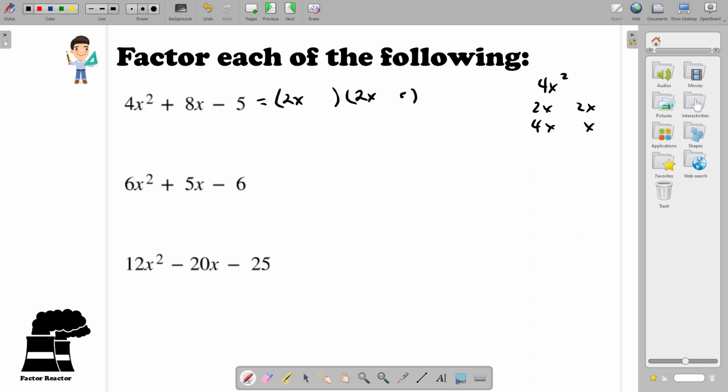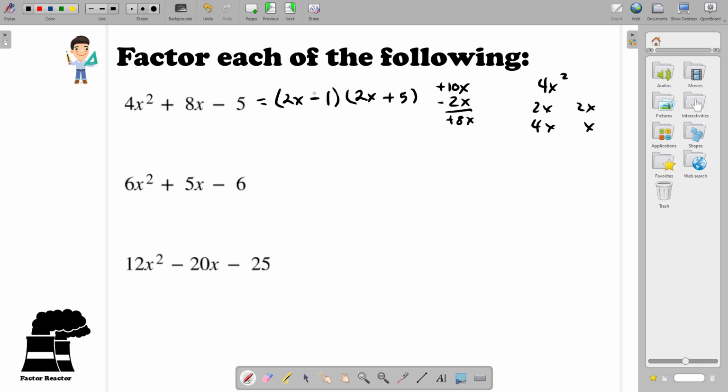And then I'm going to put 5 and 1. When I multiply my outsides, I get 10x. My insides, I get 2x. We need positive 8x. I can get positive 8x if I make the 10 positive and the 2 negative. So the 10 is the 2x times 5. That needs to be positive. And 1 times 2x, that needs to be negative.